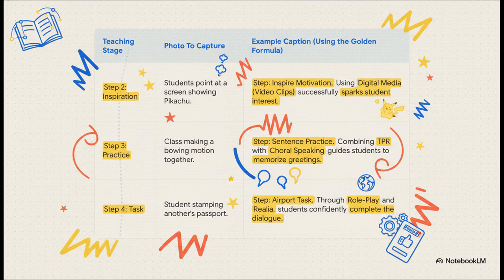Or check out the task row. The caption doesn't just say students are playing. No way. It identifies the strategy, role play, and the use of realia, which just means real-world objects like a passport, to achieve the outcome, which is confident communication. See? Each caption tells a complete story of cause and effect.